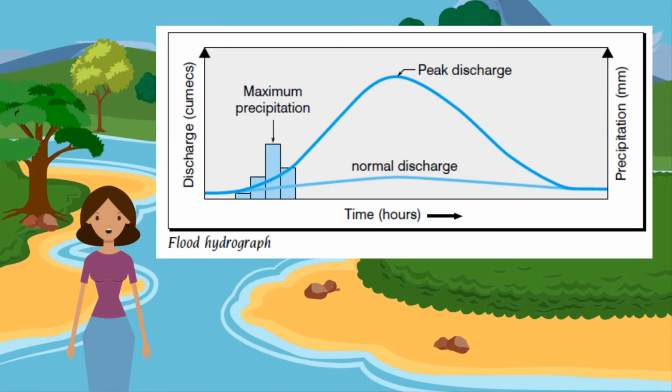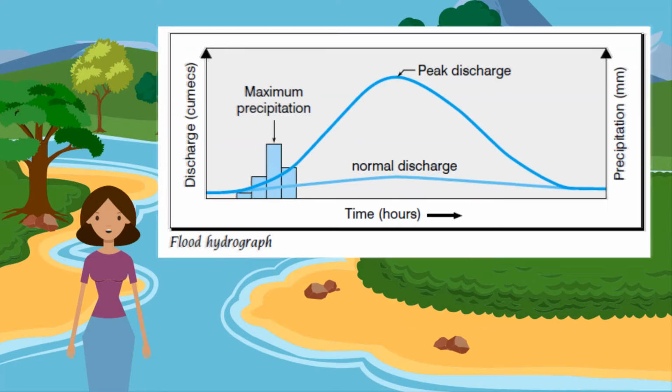Now, let's look at flooding. Rivers flood when their discharge or flow is greater than the channel can cope with. This often occurs when there is a large increase in precipitation or during spring snowmelt. The river regime shows the seasonal variations in a river's flow. The link between precipitation and discharge is shown in a flood hydrograph.